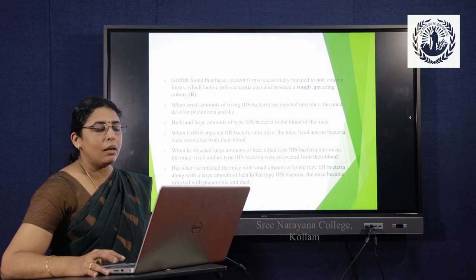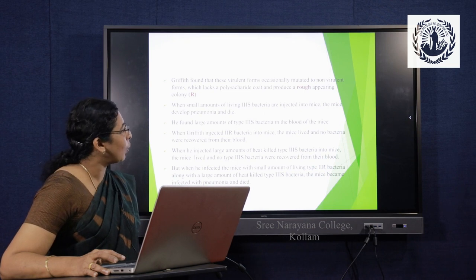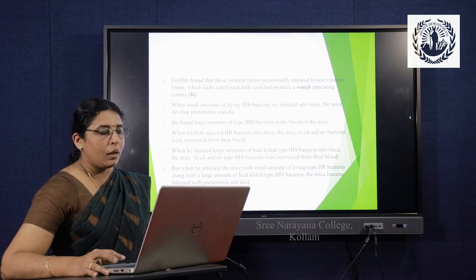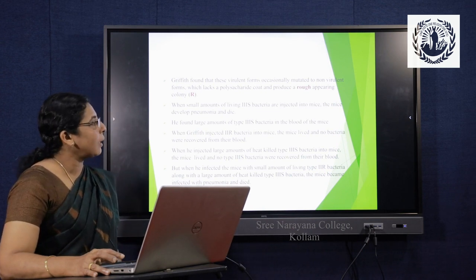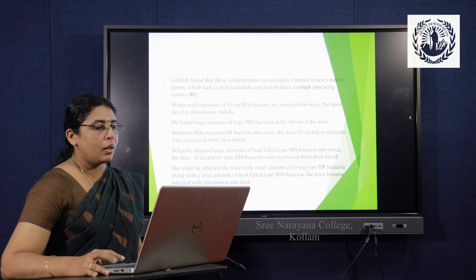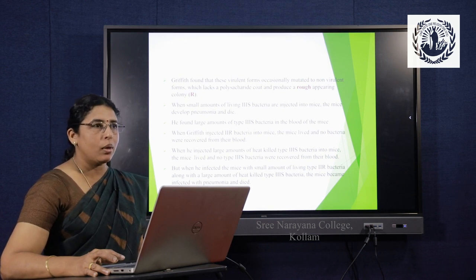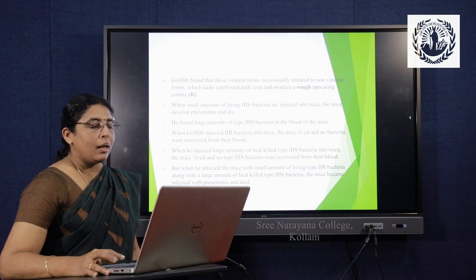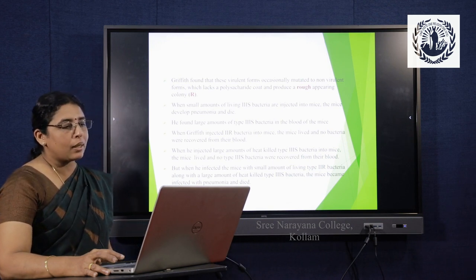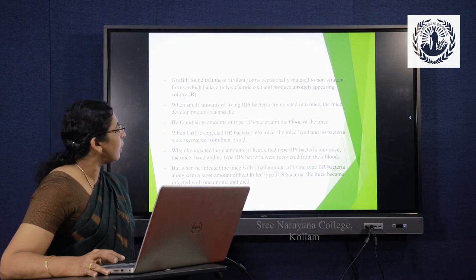So he injected the living 3S bacteria into mice. Then the mice developed pneumonia and died. He found a large amount of type 3S bacteria in the blood of the mice. In the second set of experiments, Griffith injected type 2R bacteria. Type 2R means they are non-virulent bacteria. He injected this type 2R bacteria into mice. The mice lived and no bacteria were recovered from the blood.